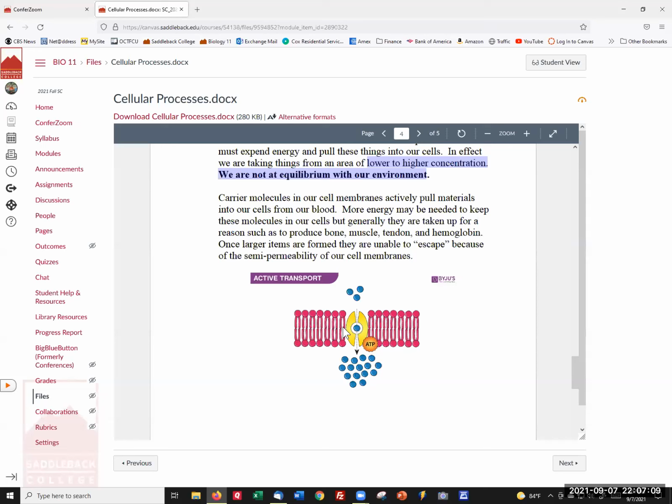We again have carrier molecules. But in this case, something different's happening. A smaller amount of a valuable item, nutrient, protein, amino acid, smaller amount is still being pulled in and added to a larger amount. So we're going from an area of lower to higher concentration.